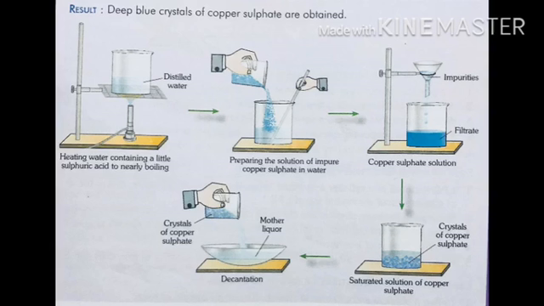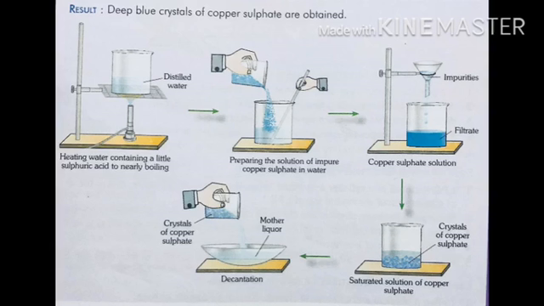Now the impurity can be filtered with the help of filter paper that is inserted in a funnel, as you see in this picture also. Then the filtered copper sulfate solution is obtained. We can now allow the solution to cool down undisturbed. Then we see the crystals of copper sulfate formed, and this is a saturated solution of copper sulfate. And finally we get copper sulfate crystals.